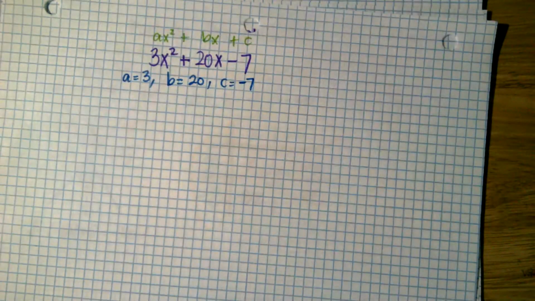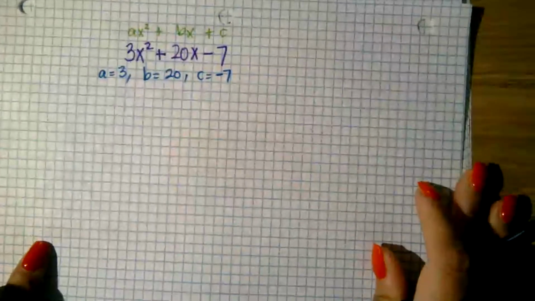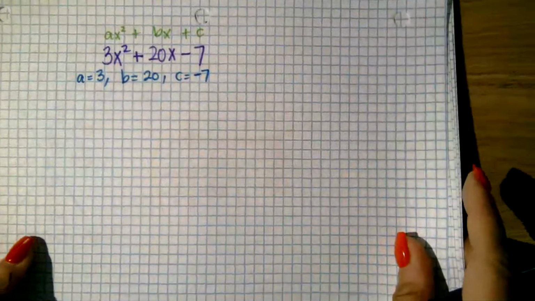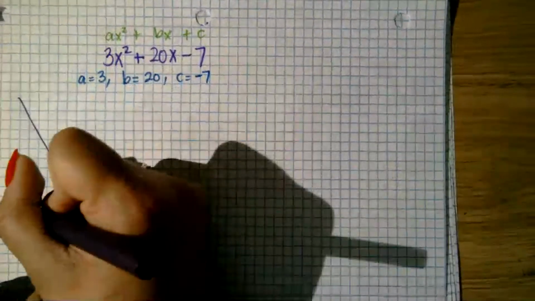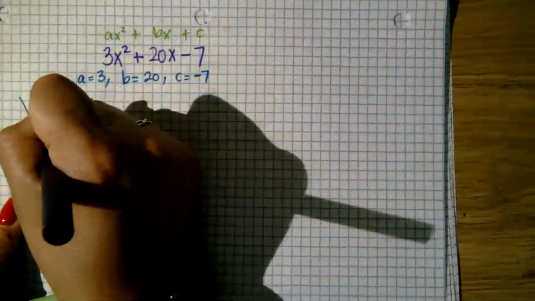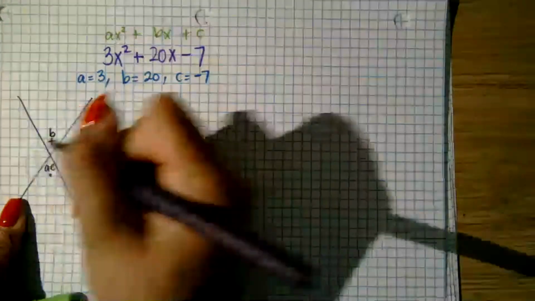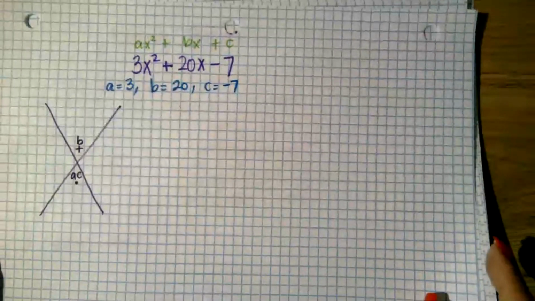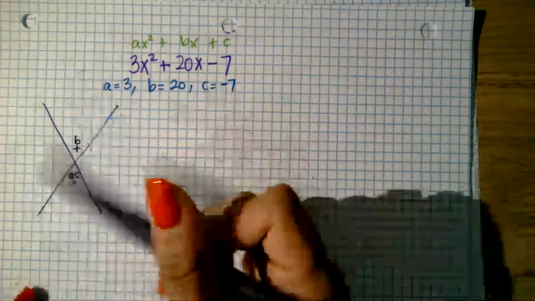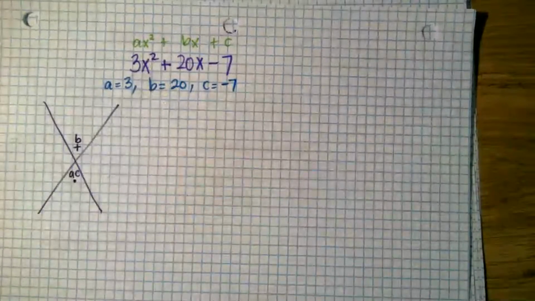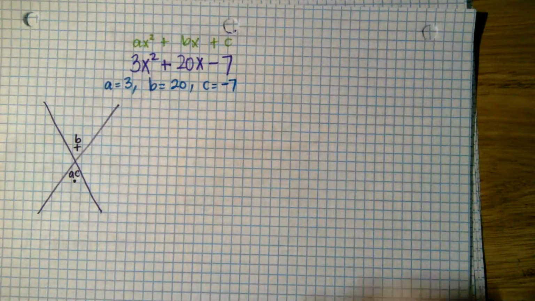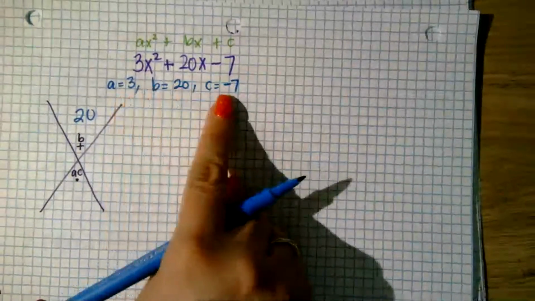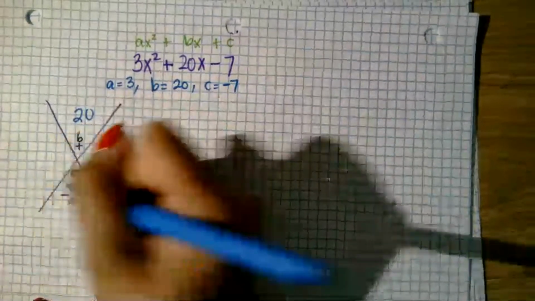So again, coming back to my little game, very first thing I got to do, okay. I always label this because whenever you don't label and you don't really understand what this process is just yet, you get stuck. So if you label, it actually tells you what to do. So again, I'm going to put my B. What's my B? 20. And then I'm going to multiply A times C. So 3 times negative 7 gives me negative 21.